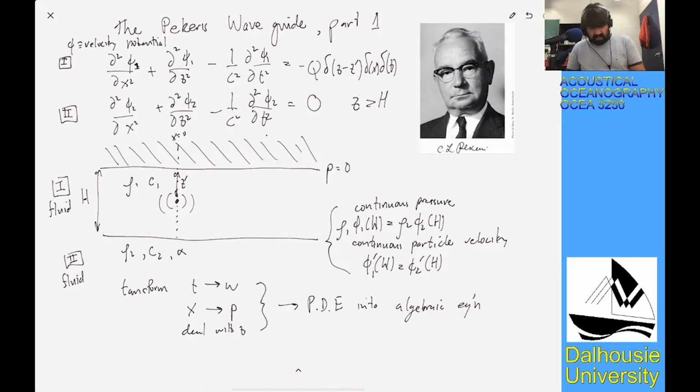And actually, this turns our partial differential equations into algebraic equations. So then we're going to have a series of equations. We're going to solve those. Solve. Then inverse transform.